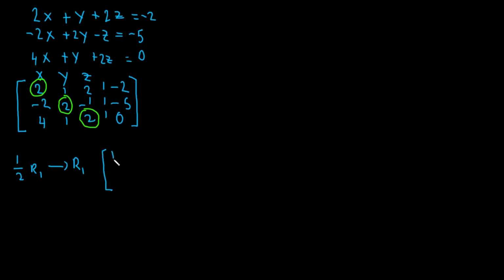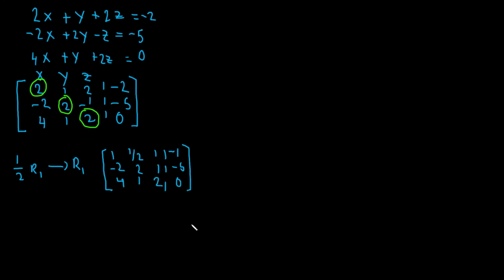2 divided by 2 is 1. 1 divided by 2 is 1 over 2. 2 divided by 2 is 1. Negative 2 divided by 2 is negative 1. And the second row, since we're only affecting the first row in our matrix, remains the same. And the same applies to the third row, since we're only affecting the first row.